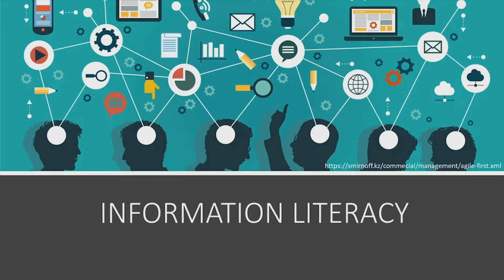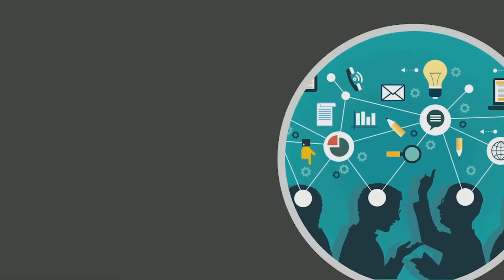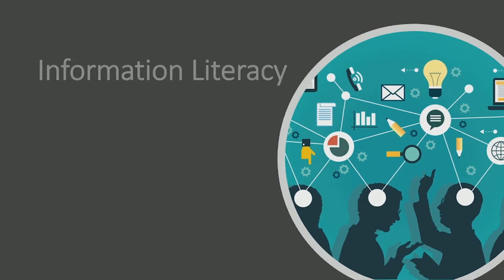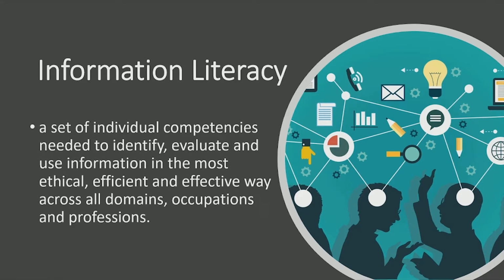Before we start off our lesson, we must first learn what information literacy is. We might have discussed this in our previous lesson, the definition of information literacy. It is a set of individual competencies needed to identify, evaluate, and use information in the most ethical, efficient, and effective way across all domains, occupations, and professions.